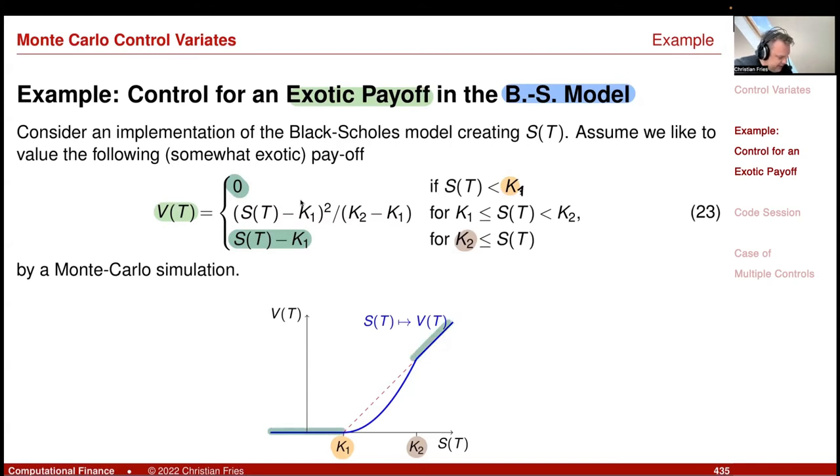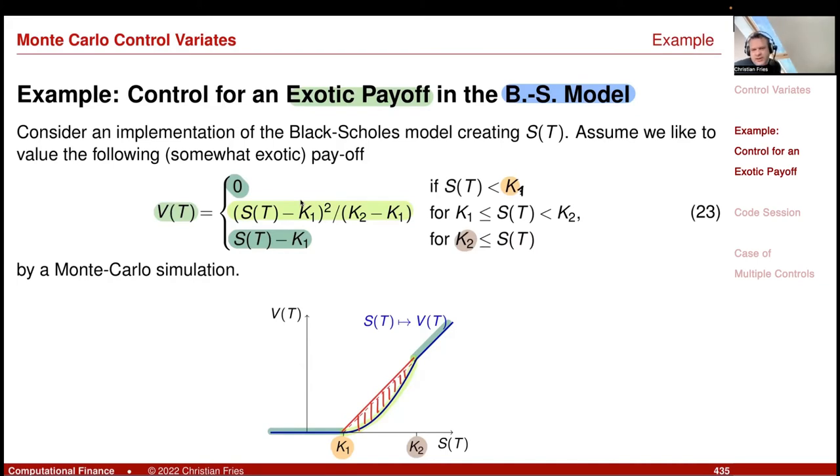But in between, I have the slightly exotic option that I pay you (S minus K1) squared, and in order to have the points connected, divided by K2 minus K1. Okay, so you see there is some exotic payoff part in between, which deviates from what the classic call option would pay you. So you see there is some deviation here.